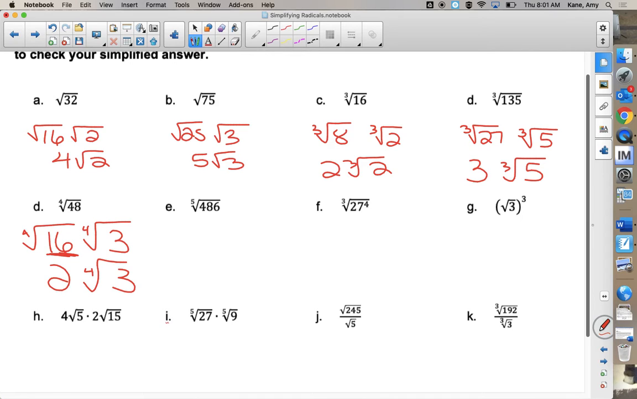For letter E, letter F looks a little different, but E is kind of similar to the ones that we just did. So again, you want to see what is a perfect fifth that goes into 486. Peter? Say it again. 2. As I thought you said. 243 and 2. And 243, the fifth root of it is just 3. And then we have the fifth root of 2. So questions so far?